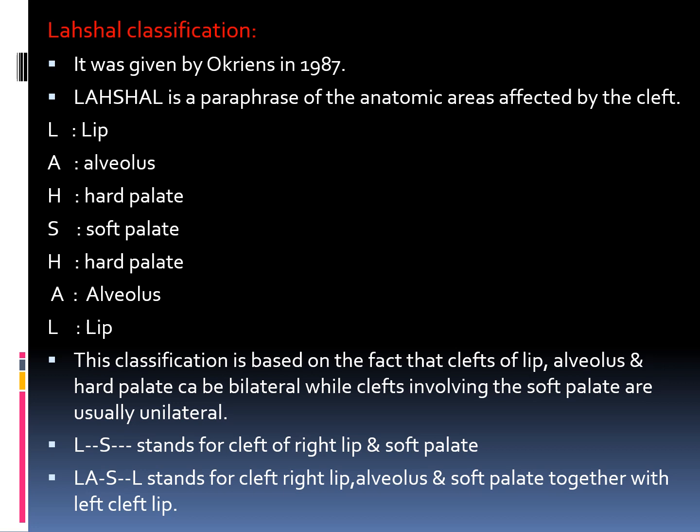Lahshal's classification. Yes. So Lahshal gave a classification. Okay. It was given by Otto Kriens in the year 1987. So it involves the term LAHSHAL. Okay. That means lip, alveolus, hard palate, soft palate, alveolus and the lip. Okay. So right and left side, it has been divided like that. Now, when they say that LNS, it stands for cleft of right lip and soft palate. Yes, so vice versa.